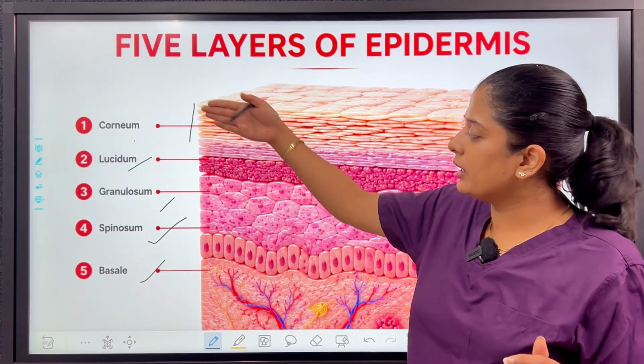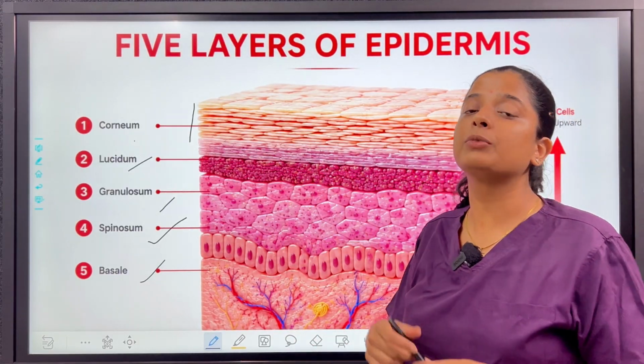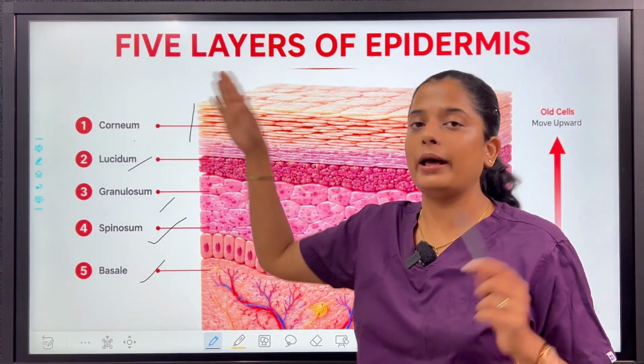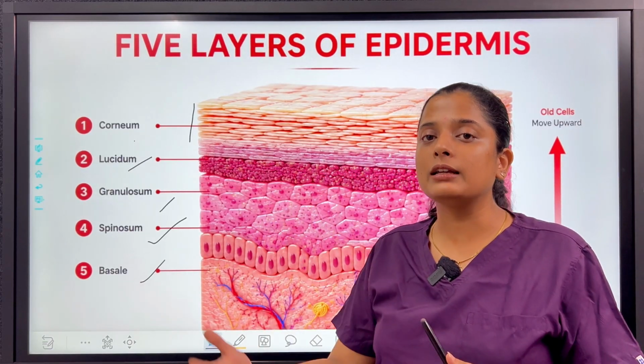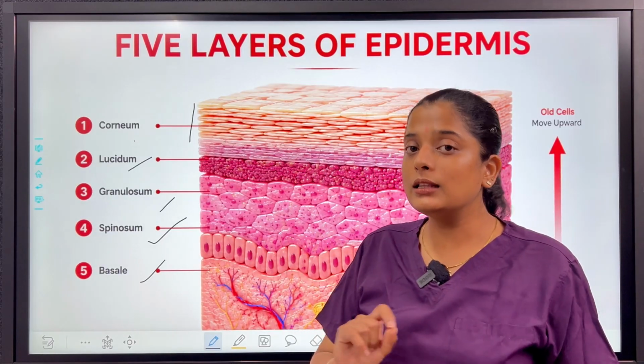Now, when we are talking about each layer differently, what is the difference? The number 1 layer, the corneum layer, is a dead skin layer. It needs to be kept exfoliating. Otherwise, what happens?